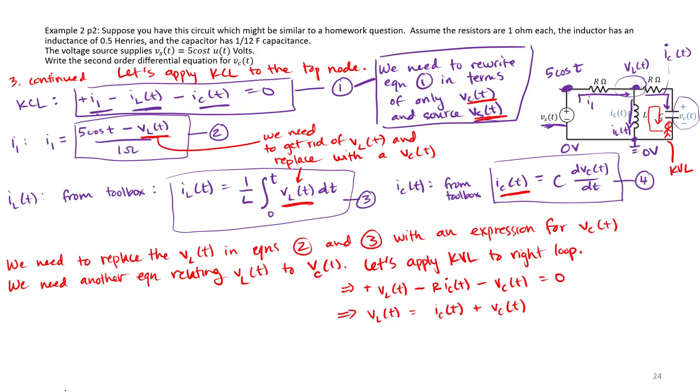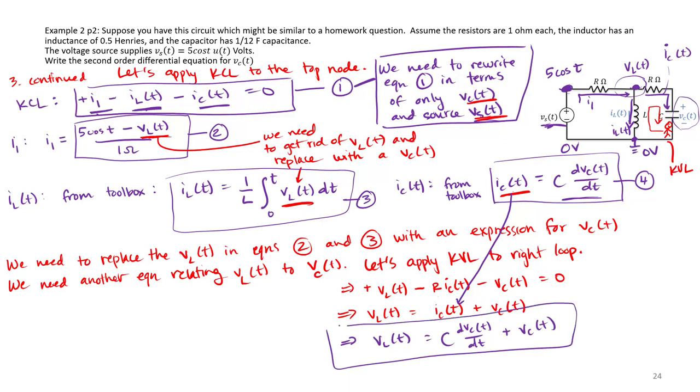And remember, IC of t, well, we know what that is. IC of t is also related to our capacitor voltage Vc. We know IC of t is C dVc dt. So we can determine that VL of t is also equal to C dVc dt plus Vc of t. I'm going to call this equation 5.